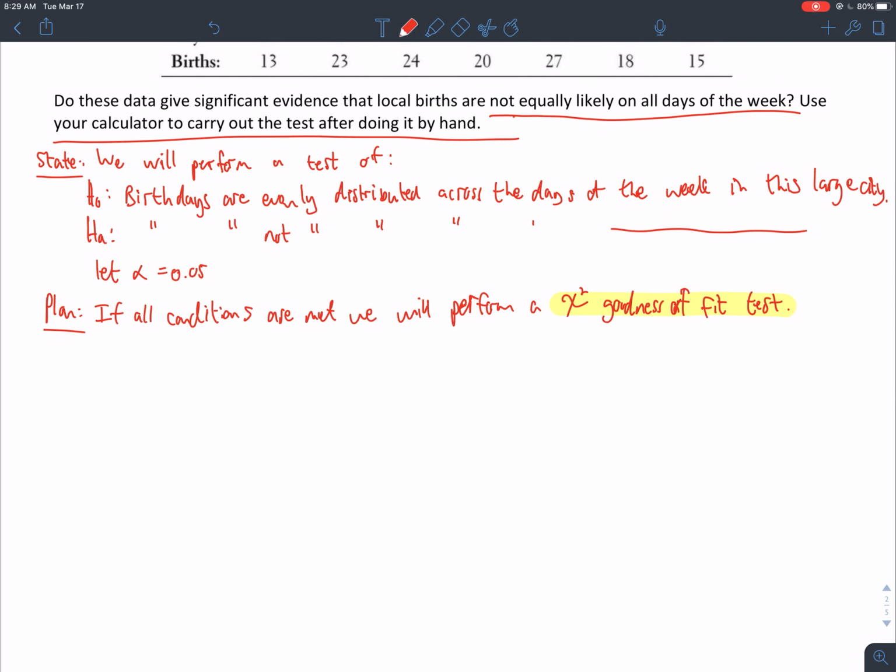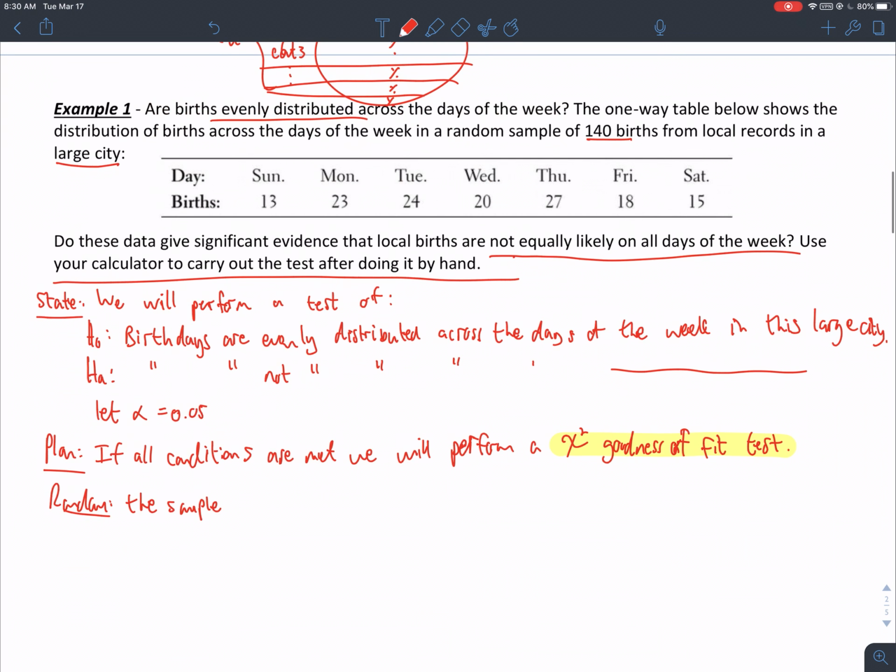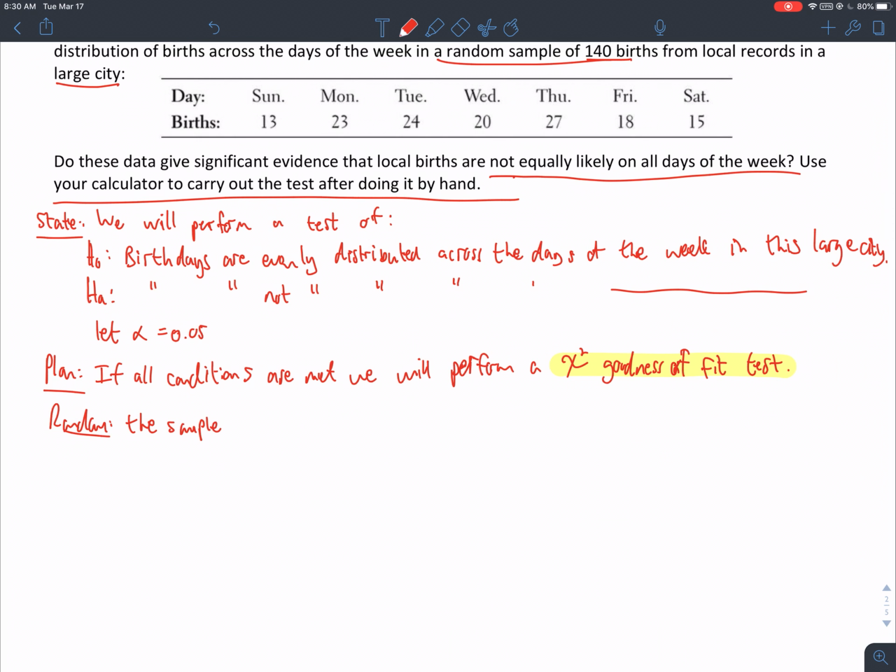All right, so again, random is always of utmost importance. The sample is a random sample of 140 births. Okay, the sample is a random sample of 140 births. All right, good. And then independent, and actually usually what we do is large size next, but I'll do independence.